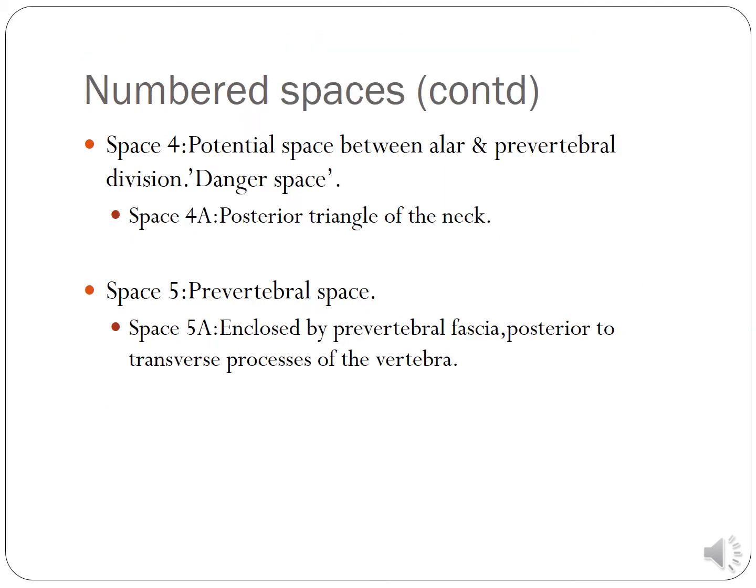And then the numbered spaces continue with space 4 and space 5, space 4 being the danger space, which can extend from the base of the skull to the mediastinum, and then the prevertebral space, which is posterior to the transverse process of the vertebra and enclosed by the prevertebral fascia. These are all the various layers of spaces as you move from anterior to posterior.